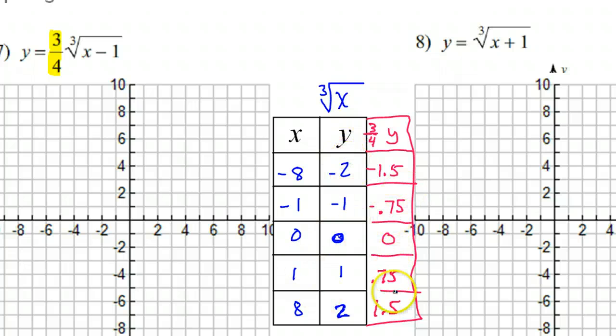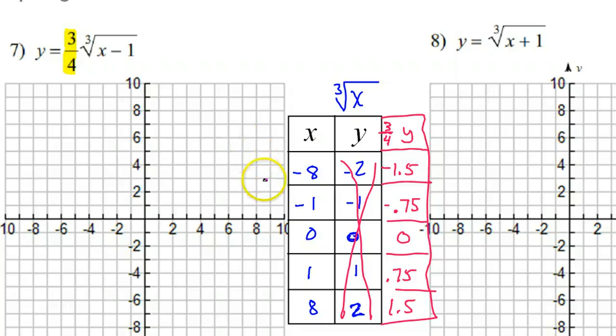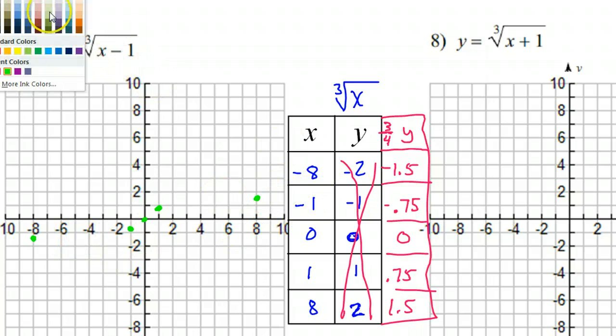Okay, once we have this third column, we can disregard the previous Y values and use these instead. So I'm going to graph these, but I have not done the -1 yet, so this is temporary. I'm going to graph it, but I will not connect the dots. So I've got -8, -1.5. -1 is -0.75. Then 0, 0, and 0.75, and 8, 1.5. All right, do not connect the dots because we still have to do the transformation.